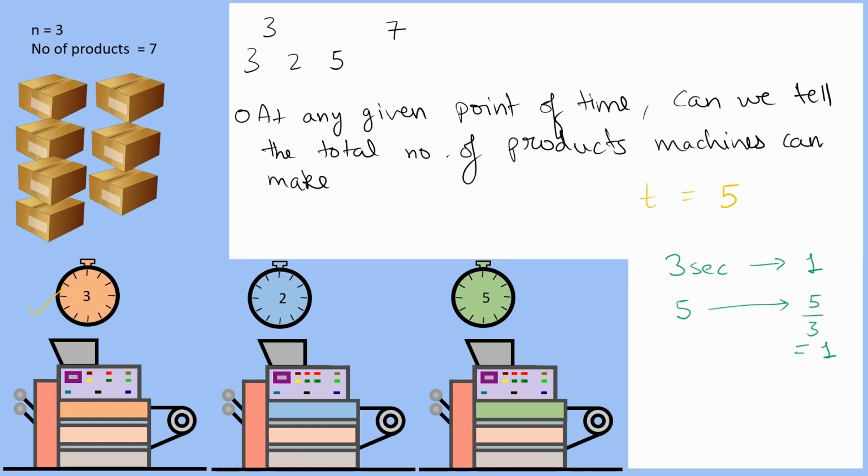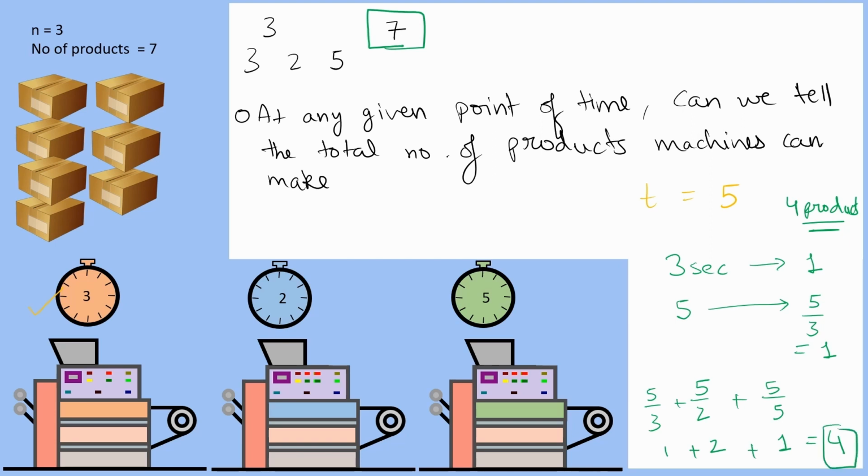So this would be 1. Similarly for the second machine, which takes 2 seconds, 5 divided by 2, so this would be 2. And for the last machine, 5 divided by 5, it will be 1. If we add all these, we get 4. So at t equal to 5, we can make 4 products. So it's simple, right? At any given time, if we can calculate the number of products, then we can surely calculate when we can hit 7, because we need to hit 7 and we are at 4.